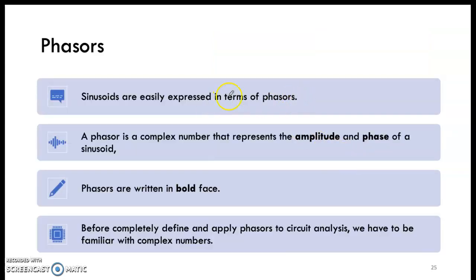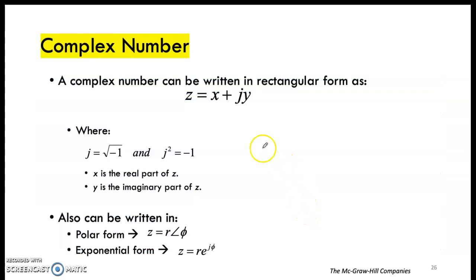Okay, so sinusoids are easily expressed in terms of phasors. It is a complex number. I believe you have learned complex numbers in your maths, right? A complex number has what we call the amplitude r and also the phase, called theta or phi, and it is written in bold. So in order for you to understand these phasors, you need to be familiar with complex numbers. So let's recall what a complex number actually is.